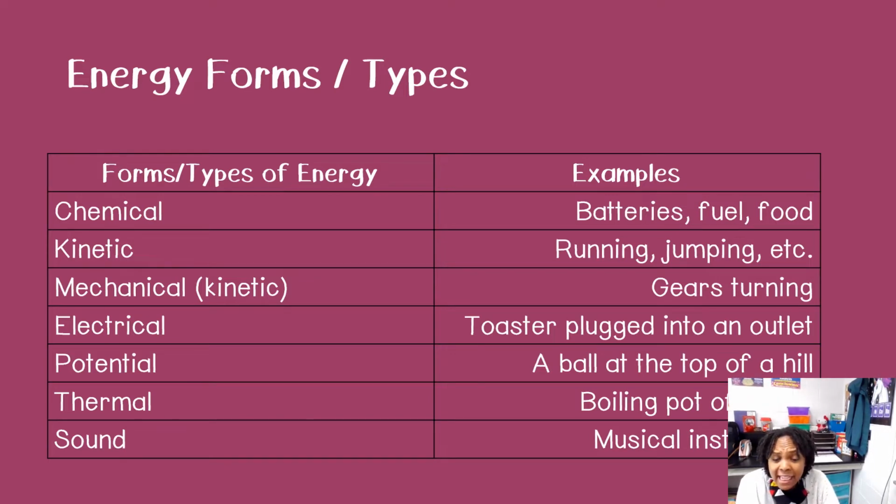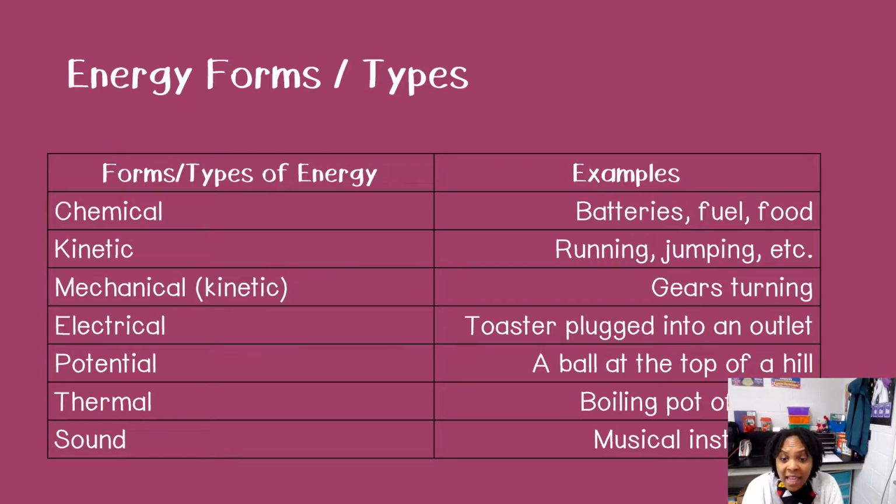Next, we have kinetic energy. Kinetic energy is if I'm jumping up and down, that's the energy of motion. An example is running, jumping, skipping, hopping. Mechanical energy is also energy of motion, but I want you to think of gears turning, like in my watch. Gears are mechanical energy. If you think of a clock, those gears. So mechanical energy and kinetic energy are both energies of motion.